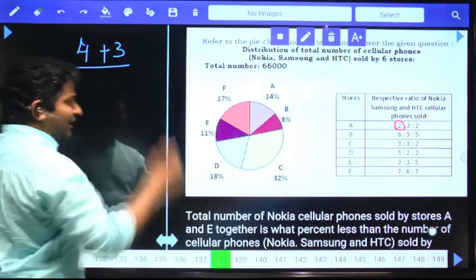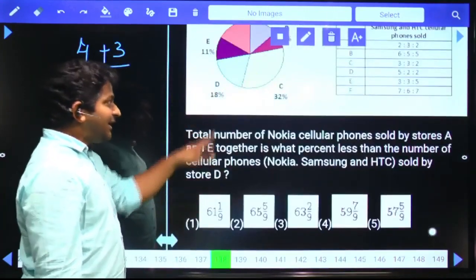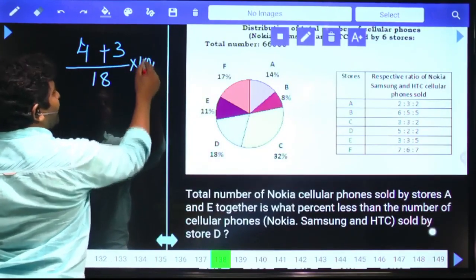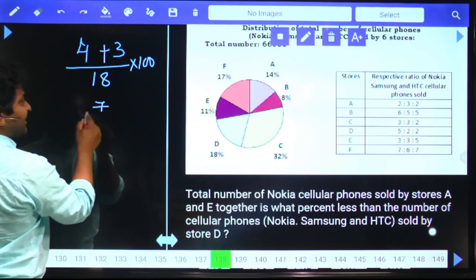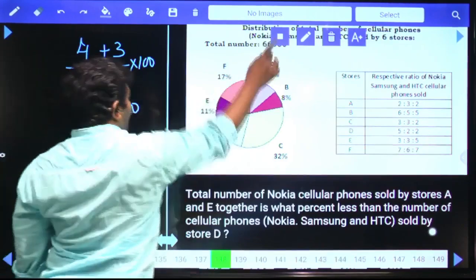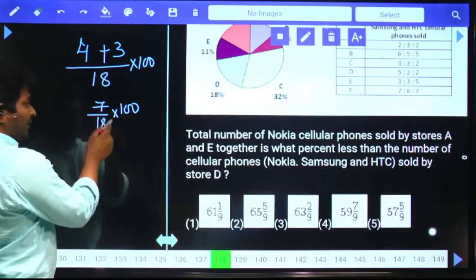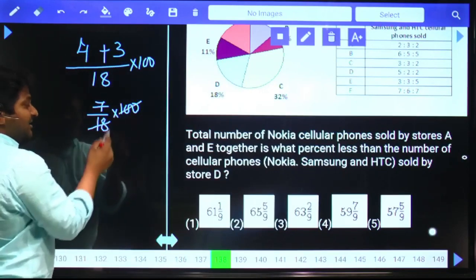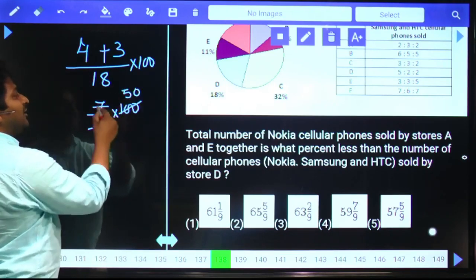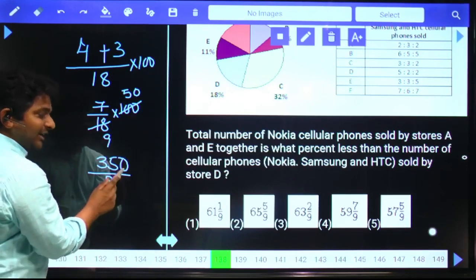This is calculated as a percentage with respect to the total number of cell phones sold by D. D sold how much? 18. Percentage into 100. So this value is equal to 7 by 18 into 100. Now look at your denominators. Everywhere you have denominator 9. If you cancel both 100 and 18 with 2, you'll get 9 here, you'll get 50 here. So 7 into 50, 350 divided by 9. Your numerator is ending with 0.